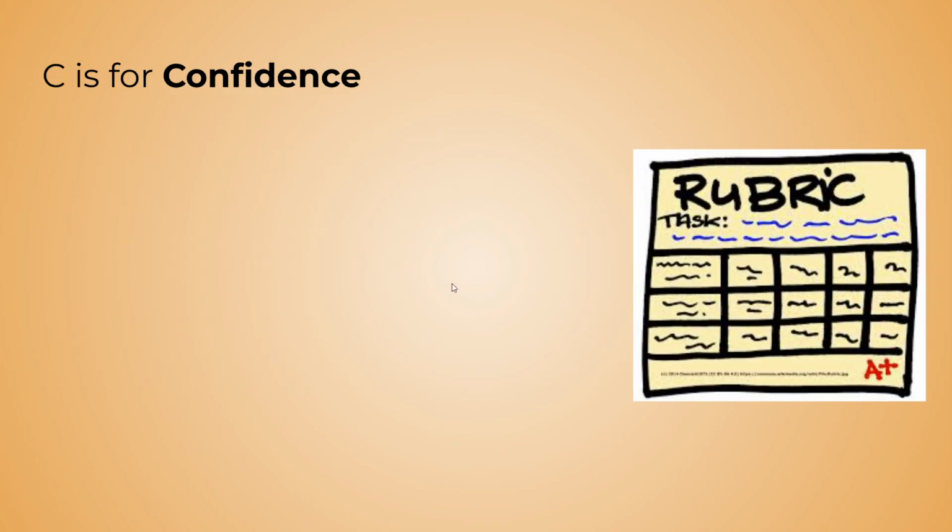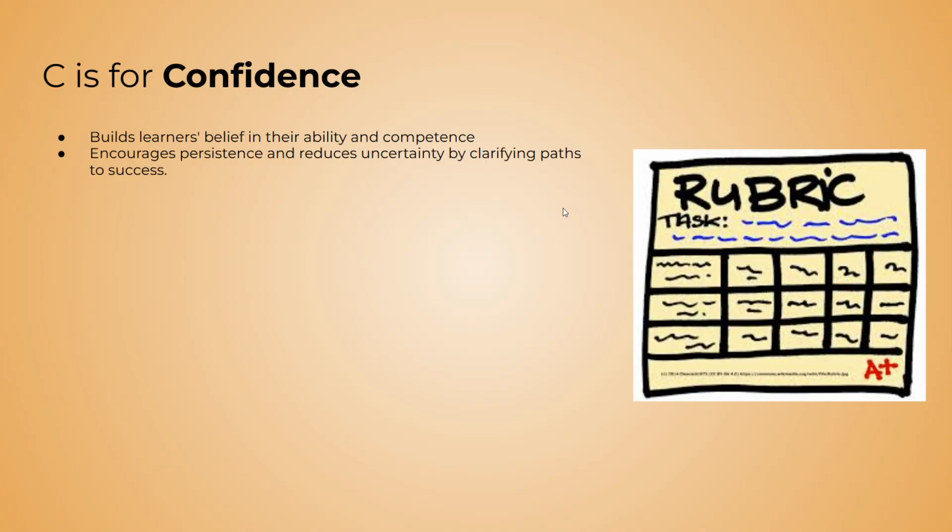So C is for confidence. So this builds learners' belief in their ability and competence in a given subject matter. So it encourages persistence and it reduces uncertainty because it clarifies their path to success. C is for confidence. It could also be for clarity. So how do instructors establish confidence?